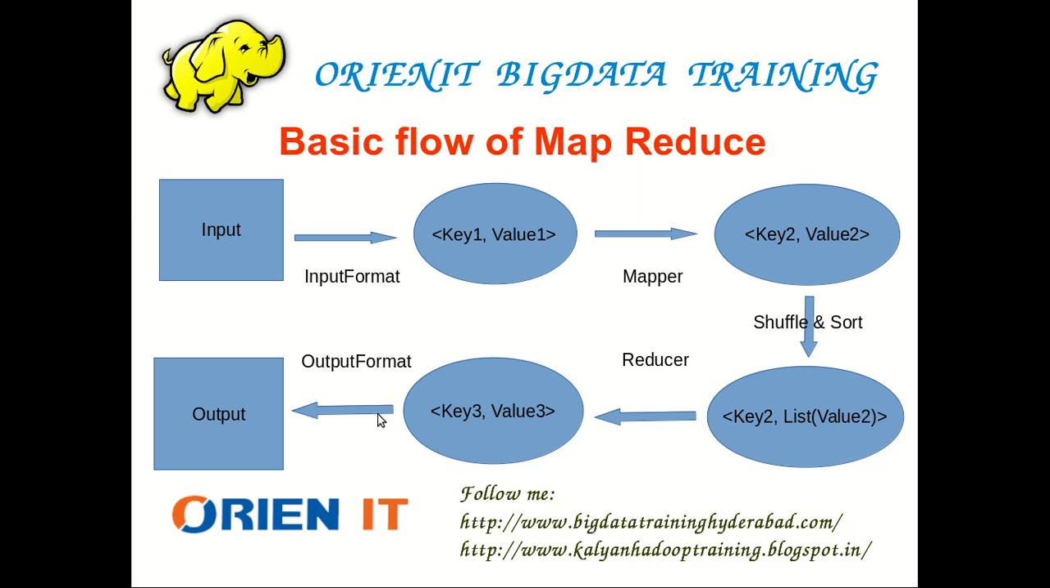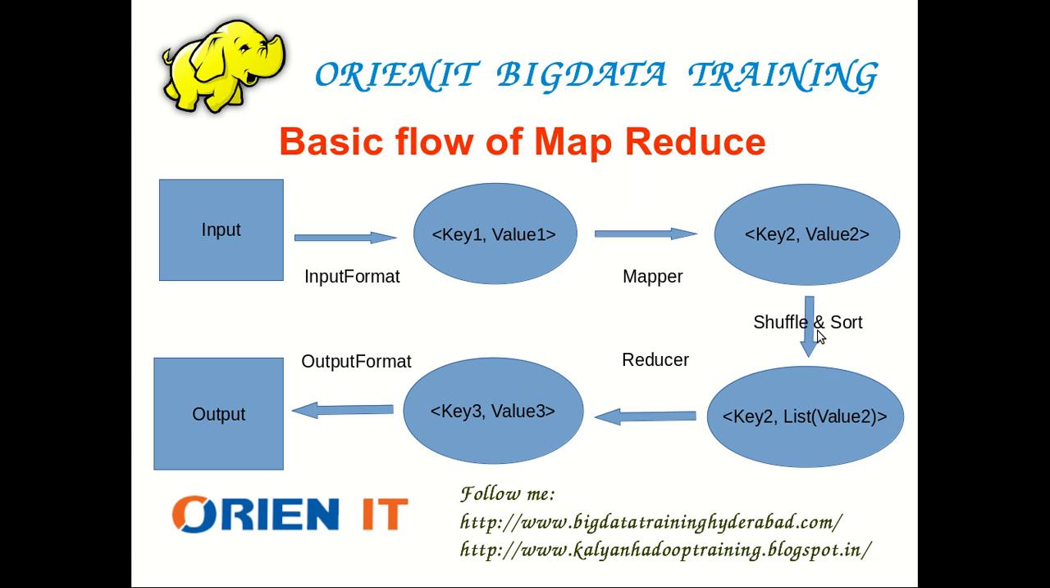So these are the basic keywords. First, everyone has to be clear on them. What are the keywords involved here? Key and values, input and output, as well as input format, output format, mapper, reducer, shuffle and sort.